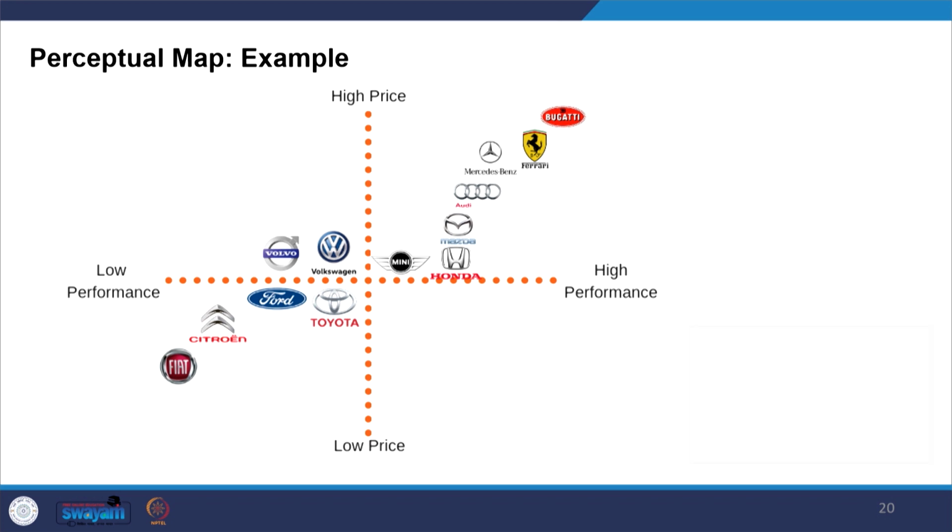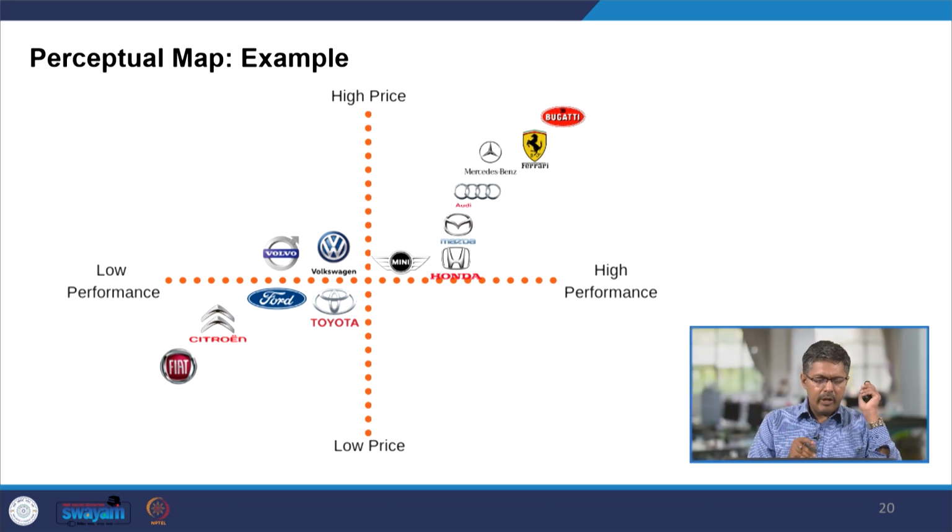This example is taken from the net. Here, let us say we divide into two axes. These are all the different car companies, automobiles, and in terms of performance on the x axis and price on the y axis, we try to place the different cars as per the customers' psychology, that is, what customers feel about it.